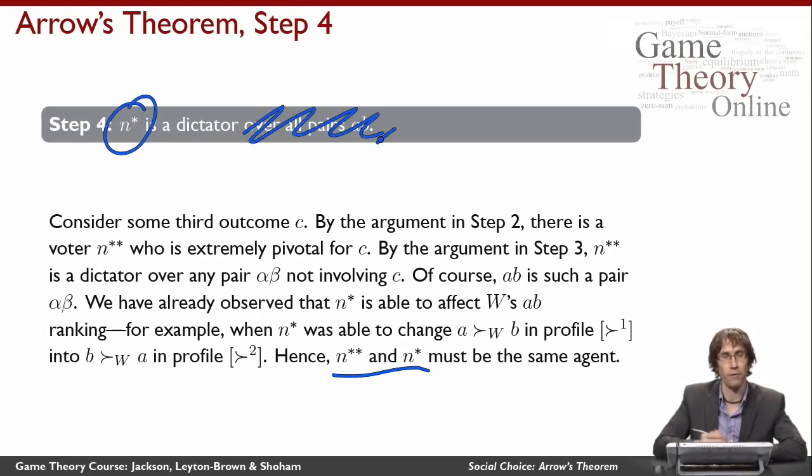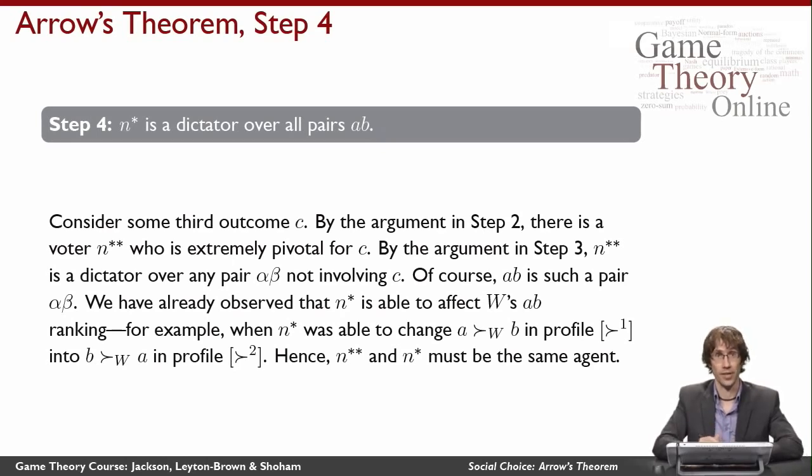N star is just a full dictator, and that means no matter what social welfare function I have, if it's Pareto efficient and if it's independent of irrelevant alternatives, it has to be some dictatorial social welfare function, which means the only freedom you have in such a social welfare function is the freedom to decide which person is the dictator. And if you have any other social welfare function which isn't dictatorial, then it must be that it's either not Pareto efficient or it's not independent of irrelevant alternatives.